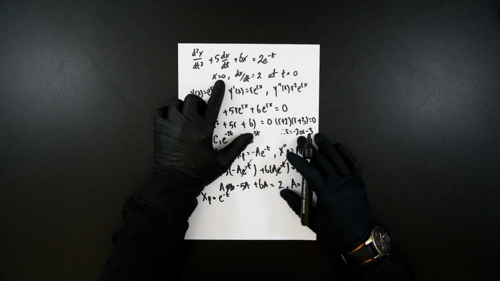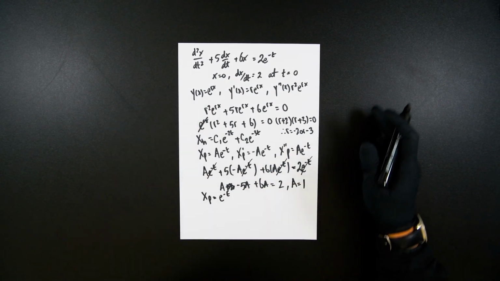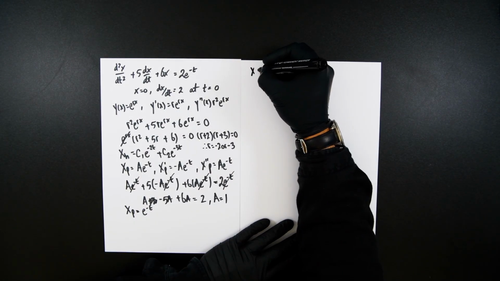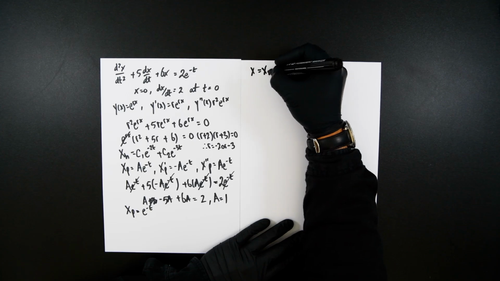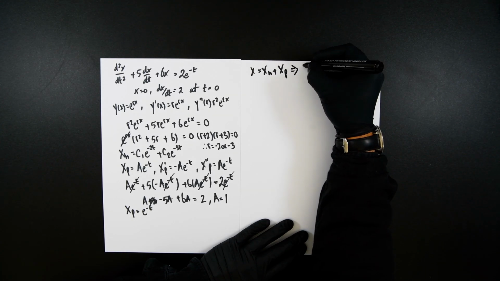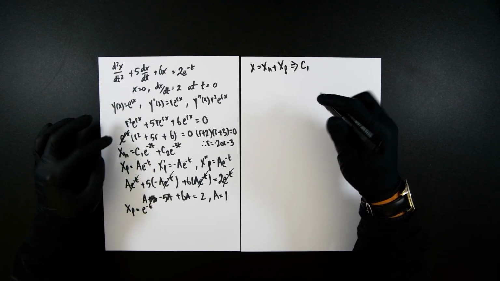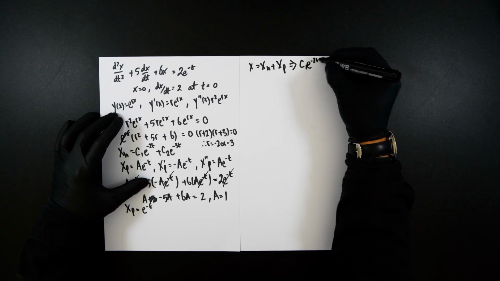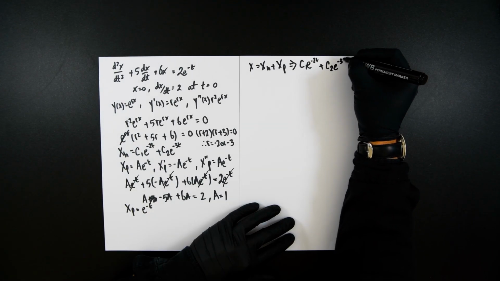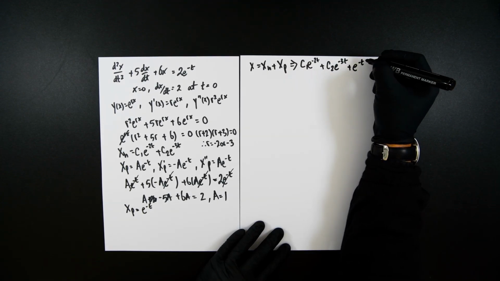Then we've been given some conditions when t equals 0. So let's plug those in. We'll have x, which equals xh, the homogeneous part, plus xp, the particular part. So it would be represented as c1 e to the minus 2t plus c2 e to the minus 3t, and then we add the particular part, which is e to the minus t.